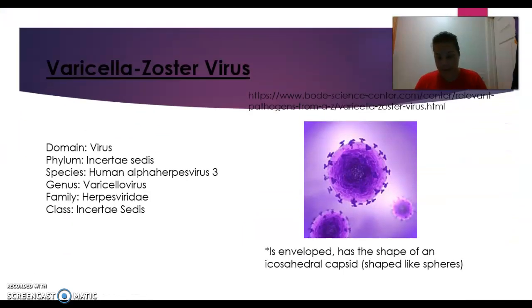Alrighty, so the domain is virus, the phylum is Incertaceatus, the species is human alpha herpes virus 3, the genus is varicella virus, family is herpes viridae. The class is Incertaceatus, and for this image here, the virus is enveloped form and has the shape of an icosahedral capsid, and as you can see, it's shaped like a sphere.